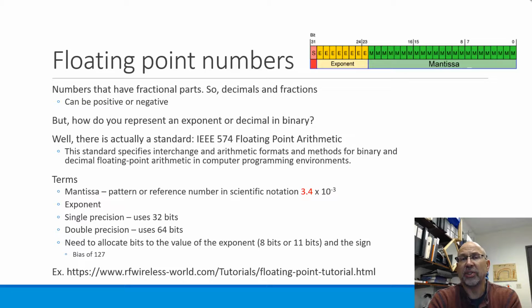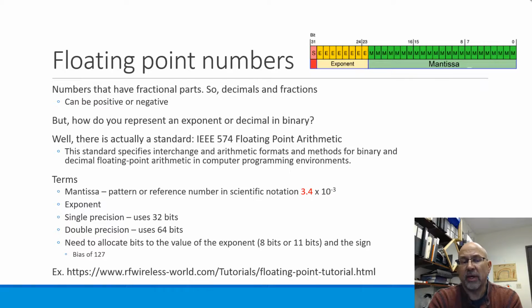Well, it turns out that there's actually a standard that tells us all how to do this. So IEEE 754 is floating point arithmetic. And so we'll just read. The standard specifies the interchange and arithmetic formats and methods for binary and decimal floating point arithmetic in computer programming environments. So the details and the standardized way of doing it are all right there in IEEE 754.